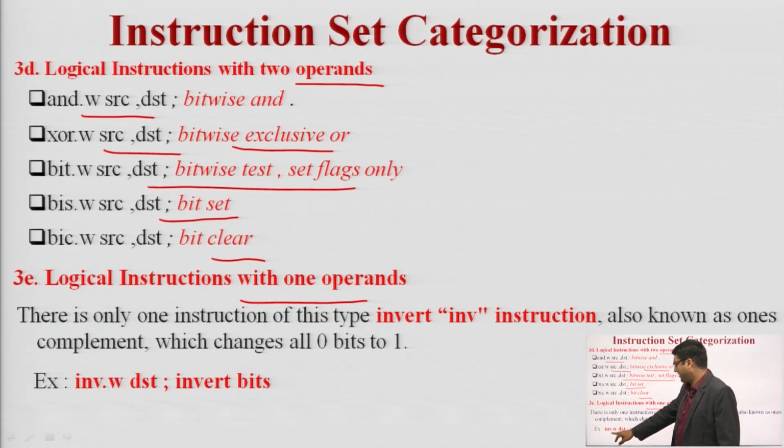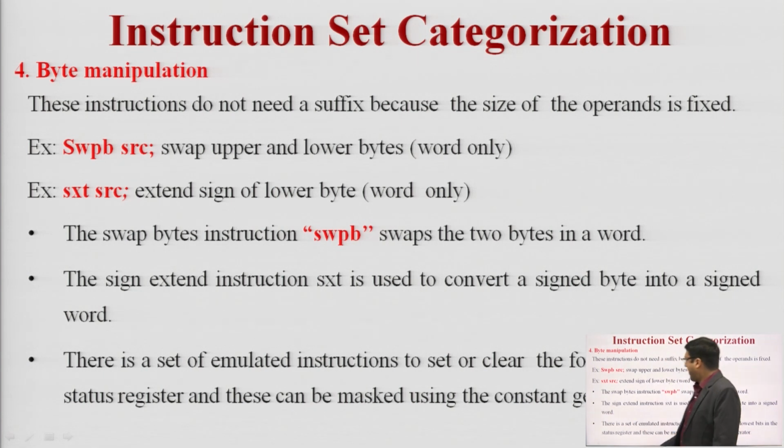Only one operand is there, so we are inverting the value. There is only one operand available, DST. Okay, so now byte manipulation instructions.